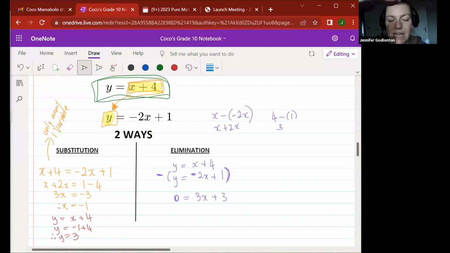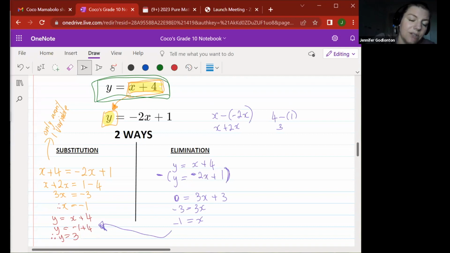So all we're doing is we're taking that top equation and we're minusing the bottom equation. Normal equation from here. So we're going to have negative 3 is equal to 3x. Same, divide both sides by 3. So x is equal to negative 1. And then we do exactly the same thing we did here. And we just substitute that x into one of the equations. So the only difference with this is that we're taking the one equation and we're eliminating one of the variables by subtracting it.